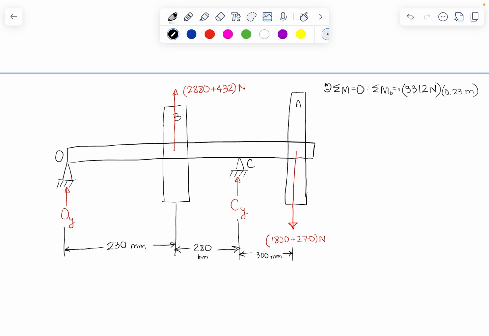Okay, so now let's move on to CY. And the way I've drawn it, it's causing a rotation in the same direction as those belt tensions from pulley B. So that's also going to be positive, and it's acting at a distance of 0.23 plus 0.28, which is 0.51 meters. And finally, I have the belt tensions from pulley A, which are acting clockwise. The sum of those is 2,070 newtons, and they're acting at the full distance of 0.81 meters from point O. Okay, and all of this is equal to zero.